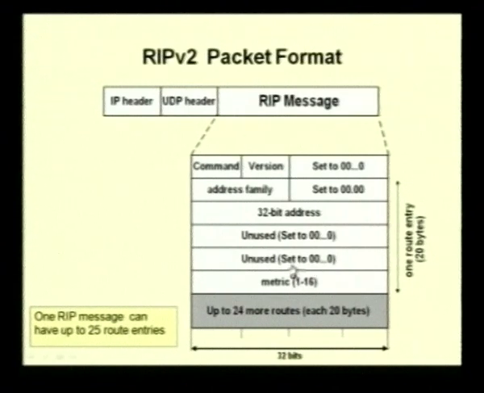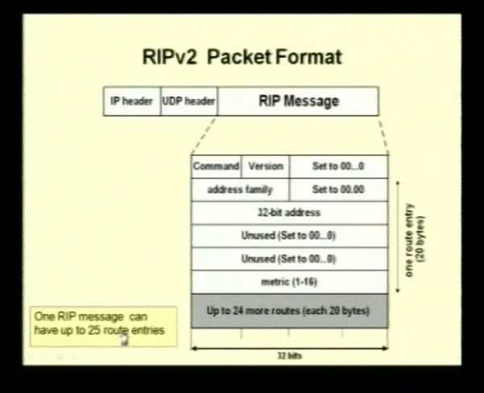You can see that this whole thing from here to here is one route entry. That is, you have the address of a particular destination and the metric, the cost to that particular destination. This is what you have for every route that needs to be sent, and you can have 24 more such routes which are advertised in a single RIP message. So, we say one RIP message can have up to 25 route entries.